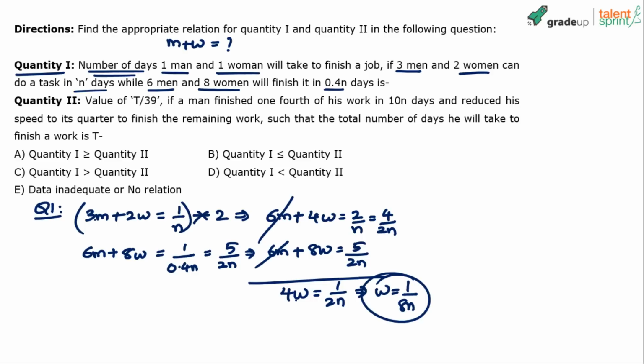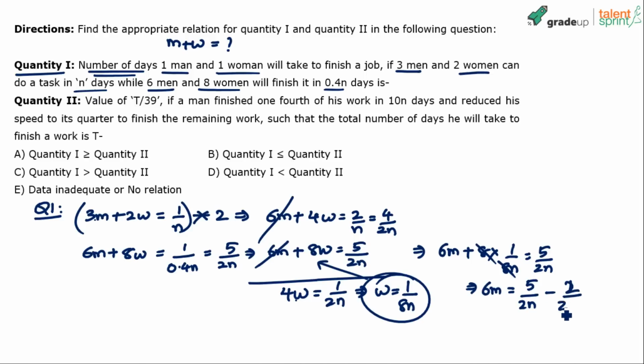Just remember this, keep this in mind. Now, substitute w in this equation. Whatever w you have got, substitute in this equation to get m. So what do we get? 6m plus 8w, so 8 into w, which is 1 by 8n, equals 5 by 2n. So 8 and 8 get cancelled. We get 6m equals 5 by 2n minus 1 by n. 1 by n goes to the other side, becomes minus 1 by n, and can be taken as minus 2 by 2n. So 5 by 2n minus 2 by 2n is 3 by 2n.